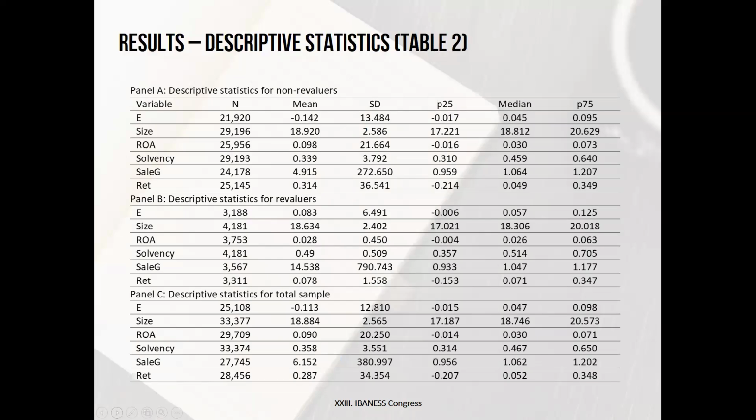Table 3 provides descriptive statistics. Descriptive statistics reveal key characteristics of our sample firms. Variables analyzed include earnings per share scaled by price, profitability, solvency ratios, sales growth, firm size, and stock returns. These statistics provide foundational insights before regression analysis.